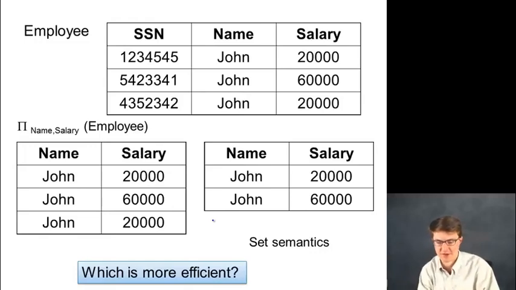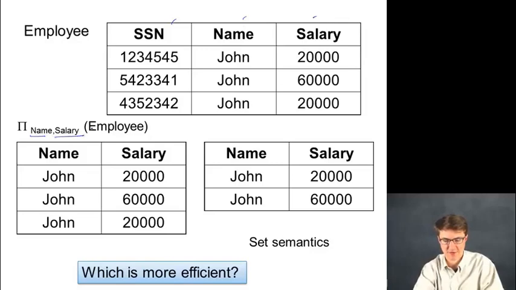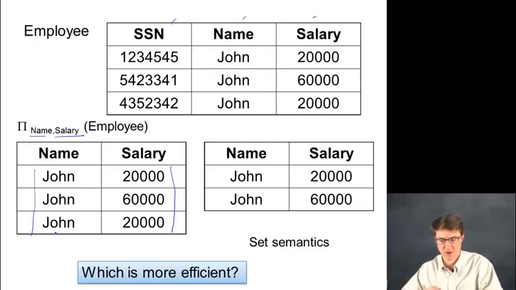All right, and so here's an example of the set semantics versus bag semantics. Here's the original table with 3 columns, and we project onto name and salary, and so that means we get rid of SSN. Well, now we have 3 instances of a guy named John with 3 salaries. And the bag semantics would be okay with that. The set semantics would remove 1 instance of this duplicate. And so the question here is which one's more efficient? Well, removing duplicates is expensive, so just leaving them in place is more efficient.